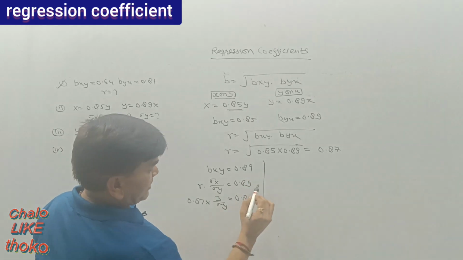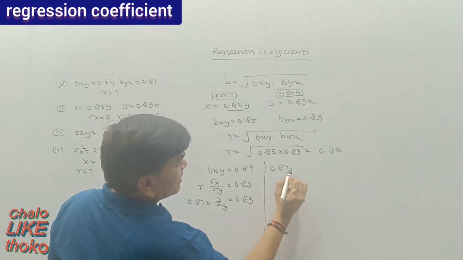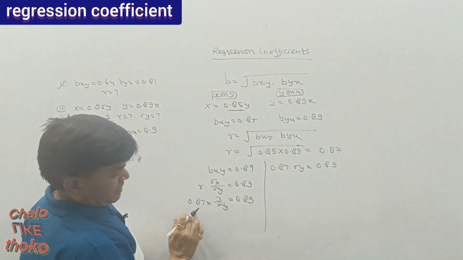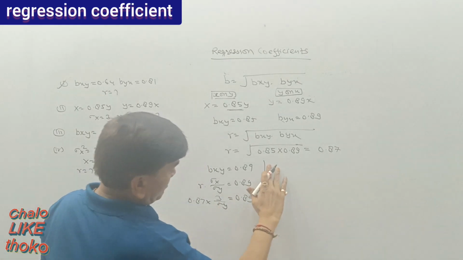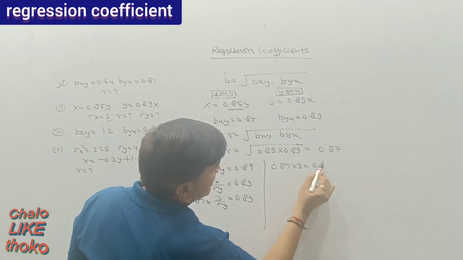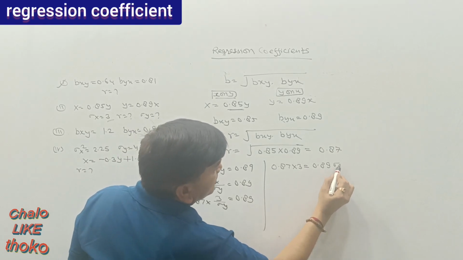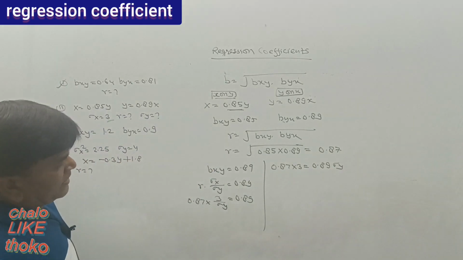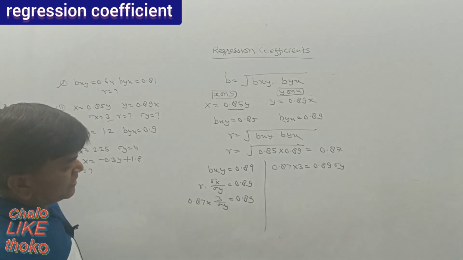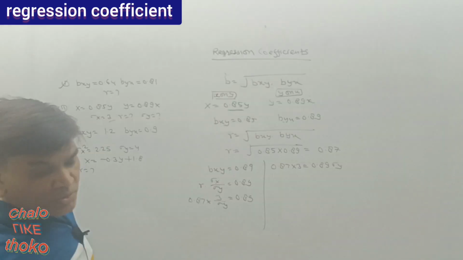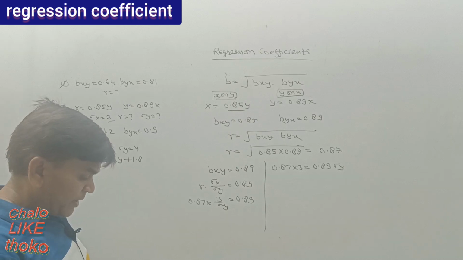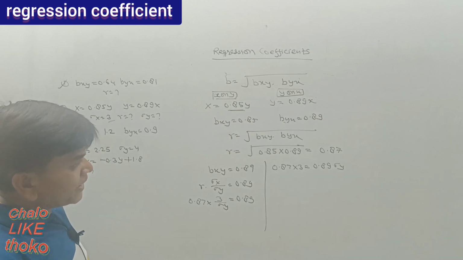So by solving this, 0.87 multiplied by standard deviation of y, that is 0.89. Now by cross multiplication, 0.87 multiplied by 3 equals 0.89 times the standard deviation of y. So 0.87 multiplied by 3 divided by 0.89, that is 2.93.